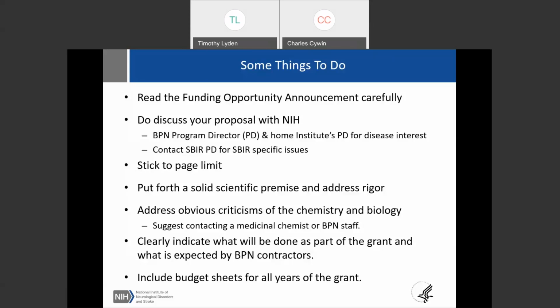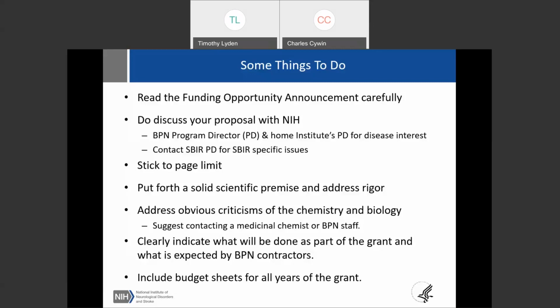Address the obvious criticisms, both chemistry and biology. Don't assume it's obvious that you recognize this and you're going to address it, because reviewers tend to take just the opposite view. If you haven't said it, they assume you didn't realize it and you're not addressing it, and they will ding you for it. So if you have an obvious MyoCacceptor molecule, or it's a potential PAINS molecule, or your assay is not amenable to enough throughput, those kinds of things should all be addressed in your research strategy, including how you're going to fix that moving forward.